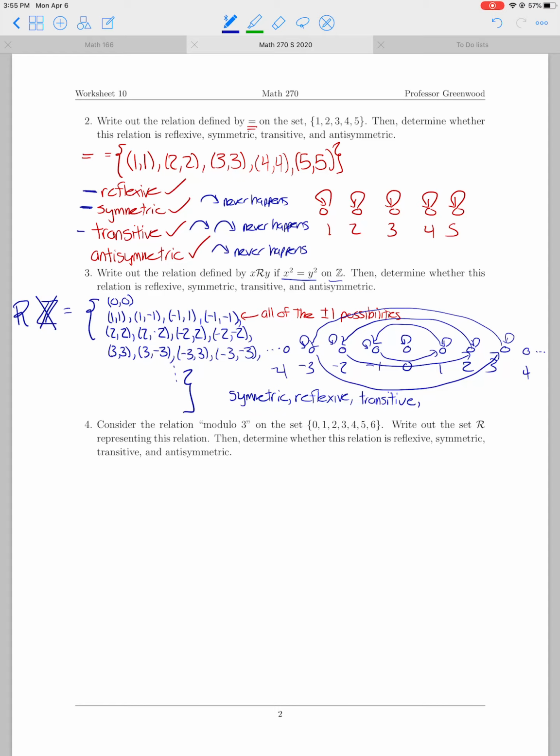But in this case, it's not antisymmetric. And that's just because there are nodes like -2 and 2, where there's an arrow going between them both ways. And so therefore it is not antisymmetric.